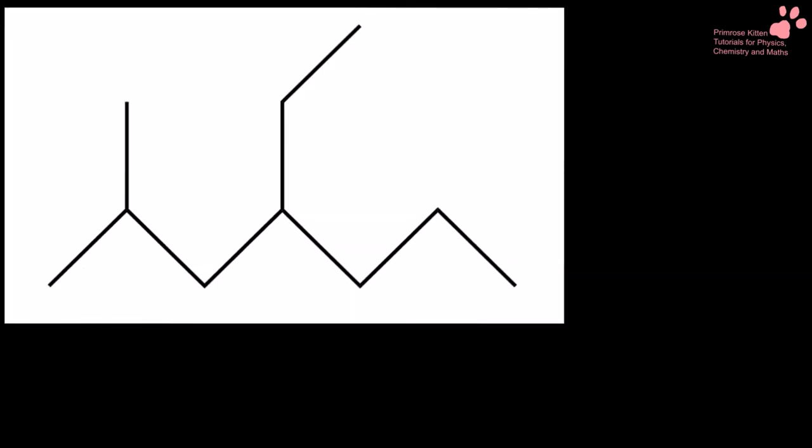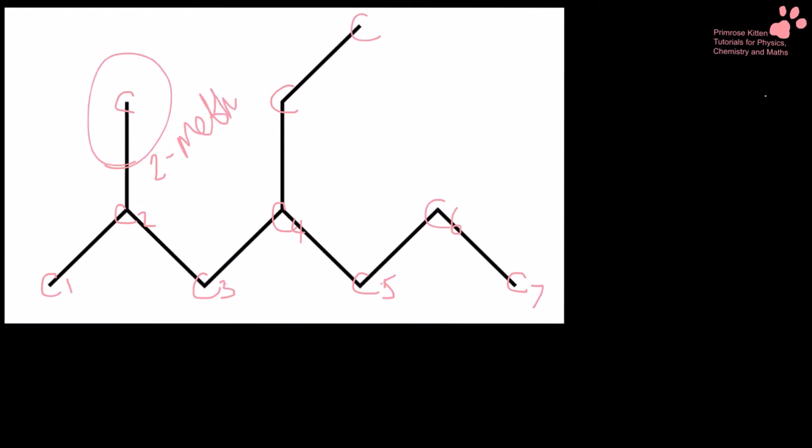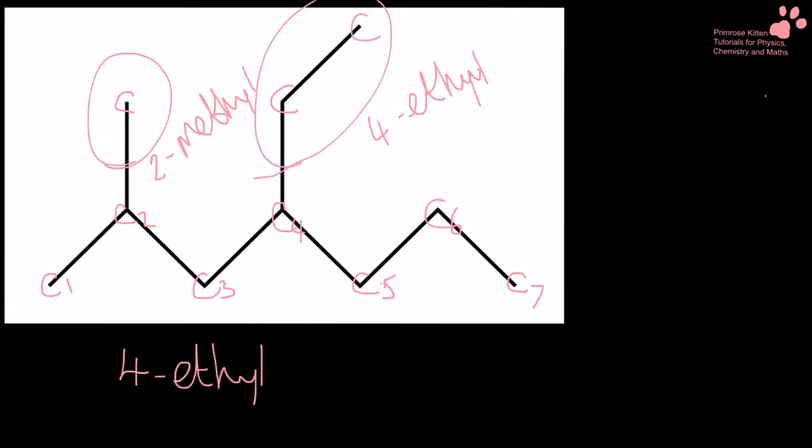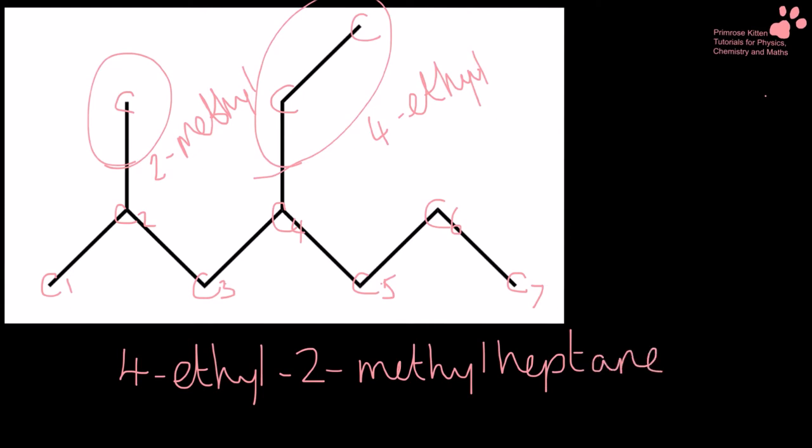Name this one. Carbon, carbon, carbon, carbon, carbon, carbon, carbon, carbon, carbon, carbon. Here we have 1, 2, 3, 4, 5, 6, 7, with a 2-methyl. This is a 4-ethyl. So this is 4-ethyl-2-methylheptane.